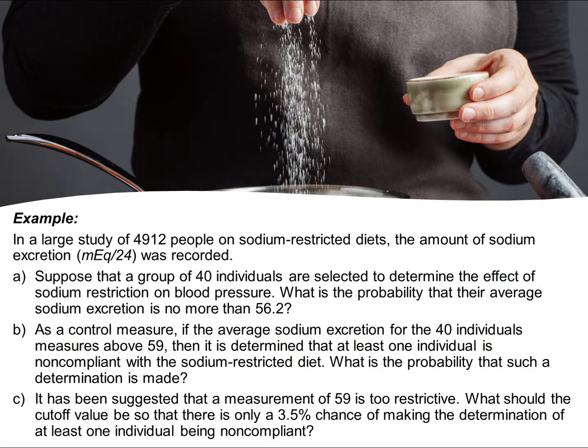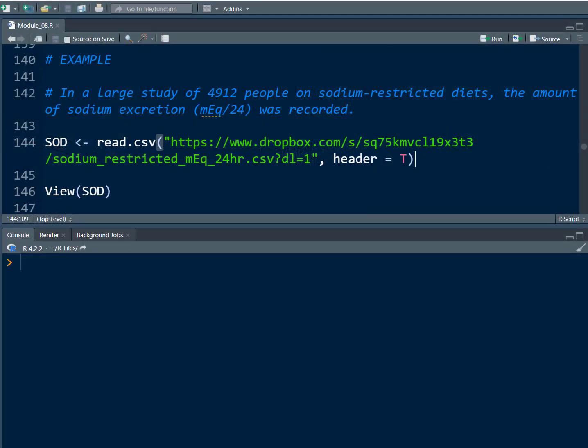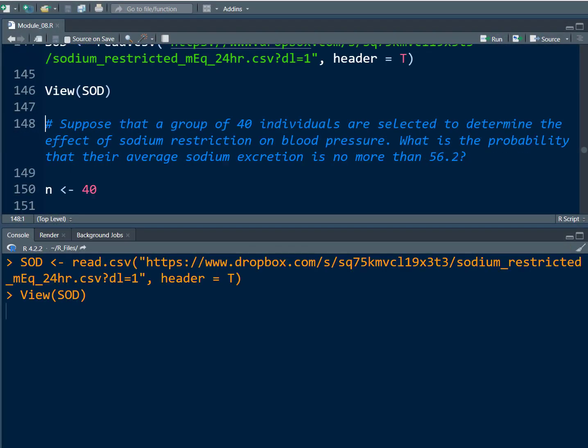Let's consider a new example. In a large study of 4,912 people on sodium-restricted diets, the amount of sodium excretion in milliequivalents per 24 hours was recorded. I'm going to pull in the data from the study, and then we'll take a quick look at it.